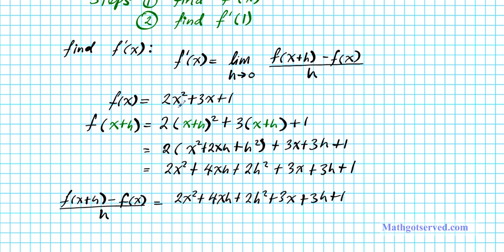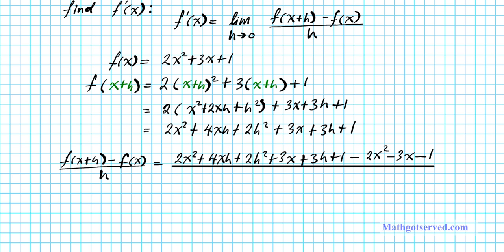Now, since I'm subtracting 2x squared plus 3x plus 1, the minus is going to alter the signs of every single term. It's going to make it the opposite. So if I distribute the minus, I'll have minus 2x squared minus 3x minus 1. You want to be careful with that. Don't forget to distribute the minus to all three terms in your f of x function. And then we're dividing that by h. If you notice, 3x and minus 3x cancel out, plus 1 and minus 1 cancel out, and 2x squared and minus 2x squared cancel out also.